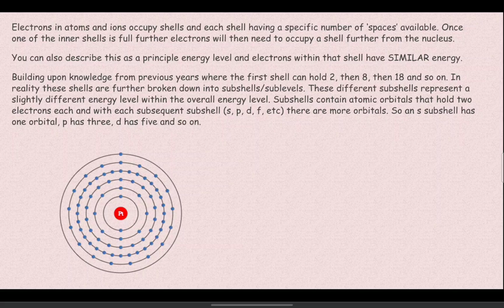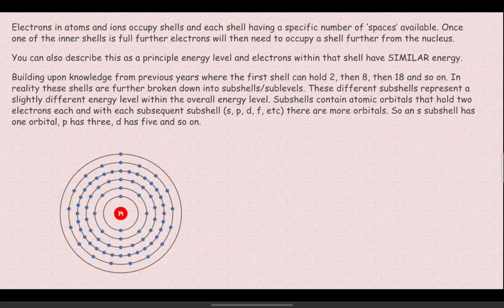In level 2, and previous chemistry at high school, you would have thought about atoms and electrons, with the first shell holding 2, the second shell holding 8, the third shell holding 18, and so on. Whereas in reality, and in level 3, these are further broken down into subshells and sublevels. These different subshells represent a slightly different energy level within that overall energy level.